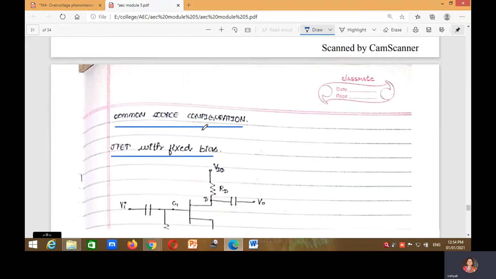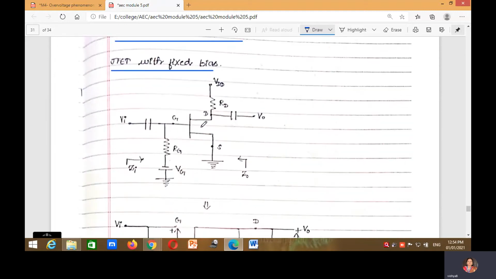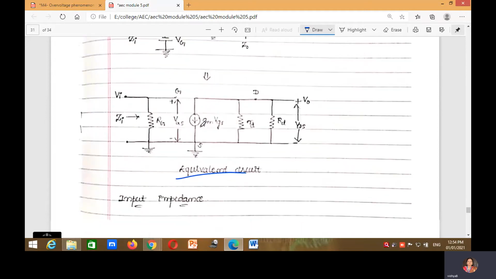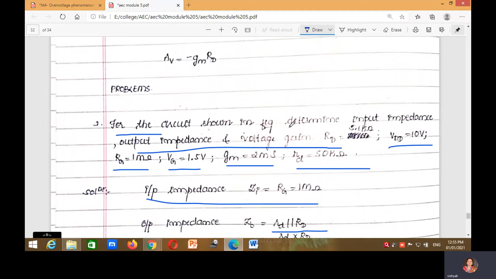Next is the common source configuration. We have already discussed this in the last class. That is, we have found out input impedance, output impedance, and also voltage gain. Now we shall go with the problems. First problem is to determine input impedance, output impedance, and voltage gain. RD is equal to 5.1 kilo ohm, VDD is equal to 10 voltage. These are the given parameters.